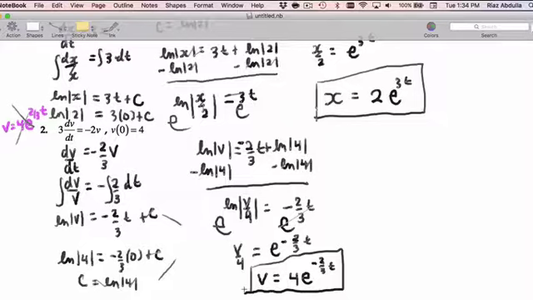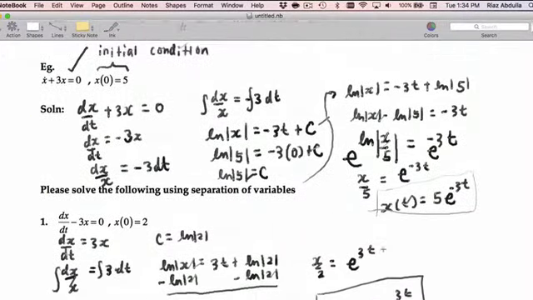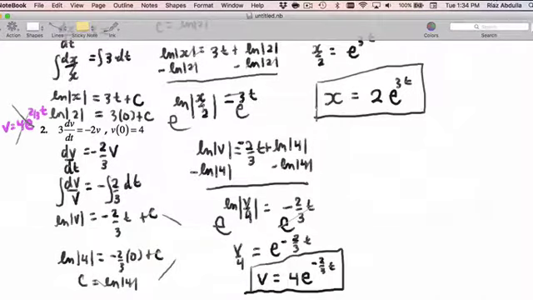Excellent. All right, this seems like abstract math, but we're going to be putting this to use in circuits in just a little bit.